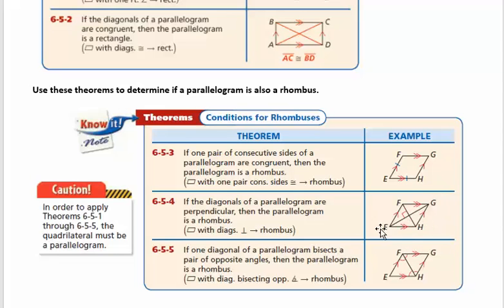If the diagonals of a parallelogram are perpendicular, and in order to tell that, we might find that their slopes are opposite reciprocals, and if they're perpendicular, then the parallelogram is a rhombus. And also, if one diagonal of a parallelogram bisects a pair of opposite angles, then the parallelogram is a rhombus.